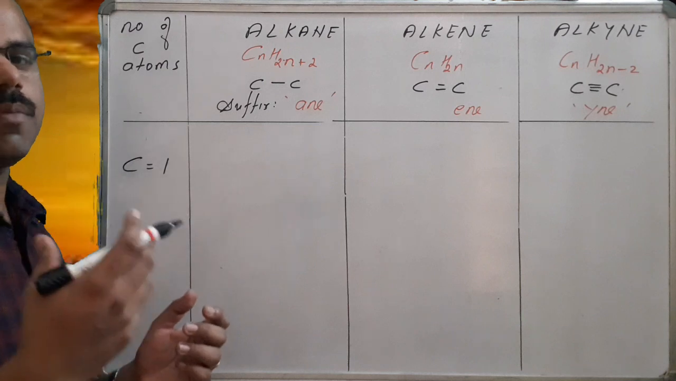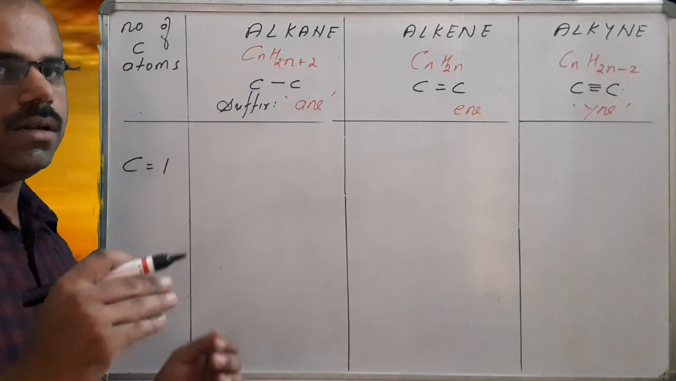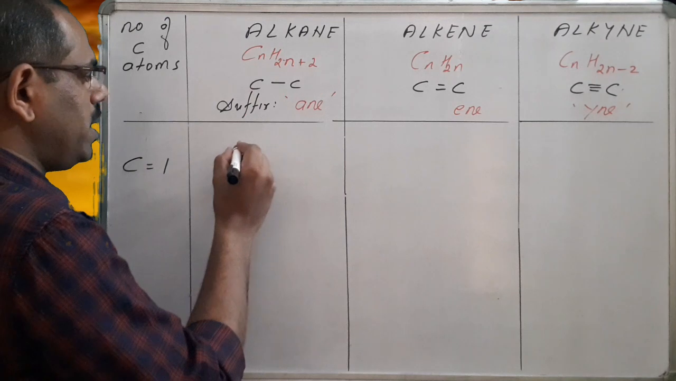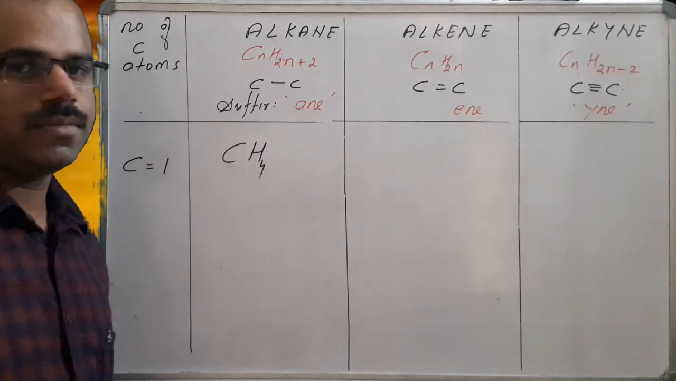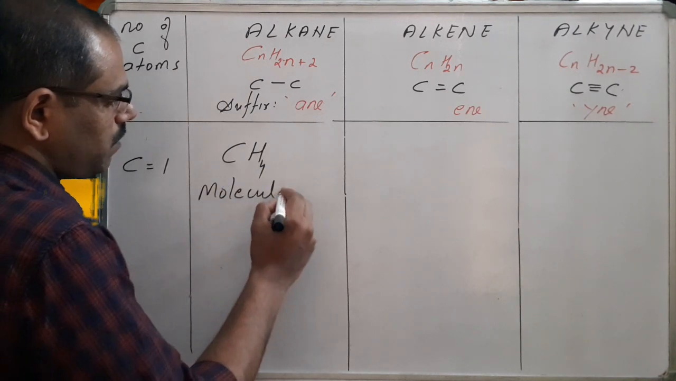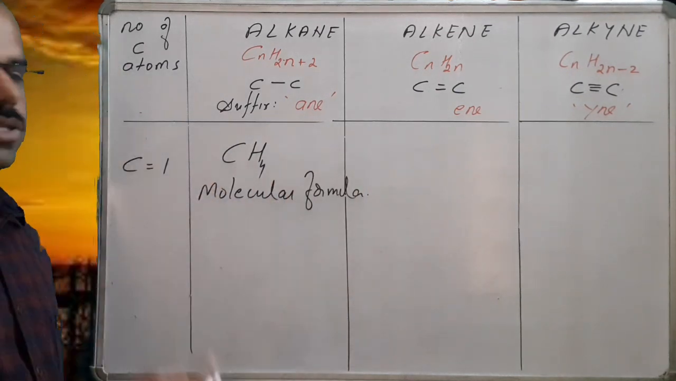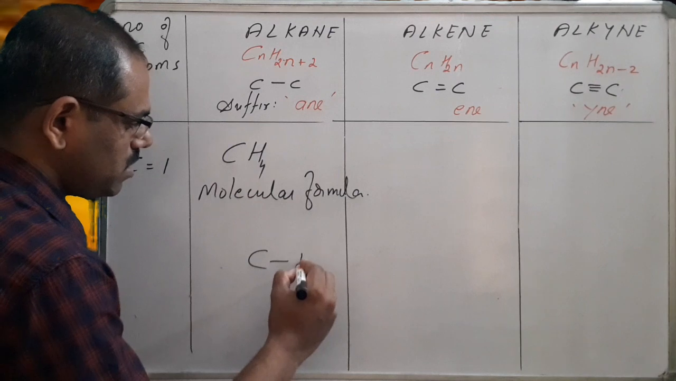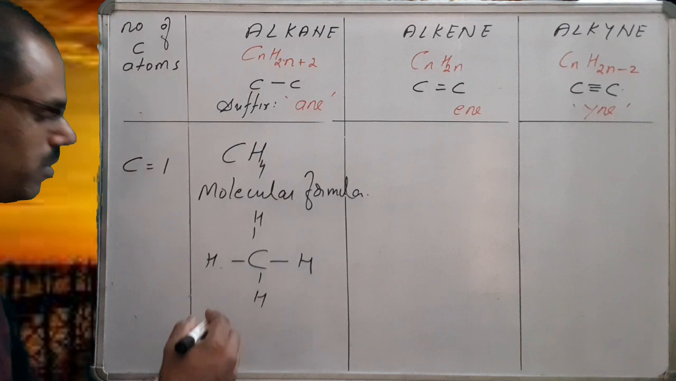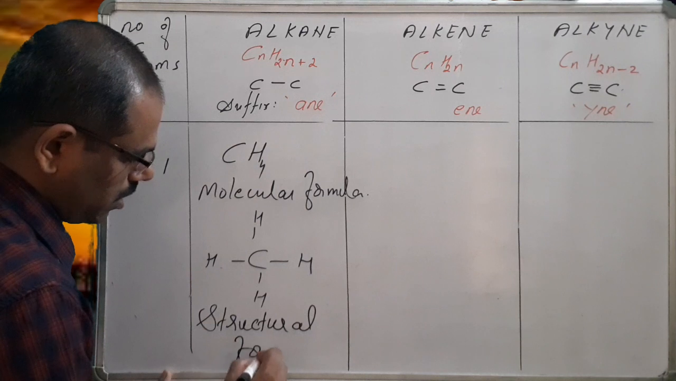Let's start with carbon equal to 1. Assign the value 1 for the variable n. Wherever n is there, you substitute the value 1. So C1 H 2 into 1 plus 2, we get CH4. CH4 we can say is a molecular formula. How do we expand this CH4? Can we expand as C single bond H, single bond H, single bond H and single bond H. This is called the structural formula.